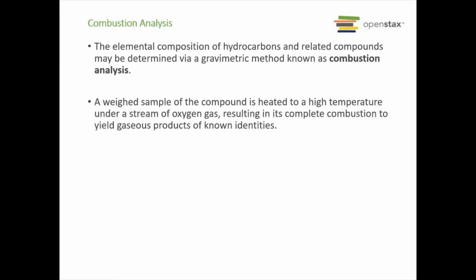Now, another type of gravimetric analysis is combustion analysis. Okay, so this is a way to get the composition of hydrocarbons, basically by setting them on fire. So what you do, you take a sample you know the weight of, you heat it to high temperature with oxygen, making it undergo combustion. Okay, and then you get the gaseous products.